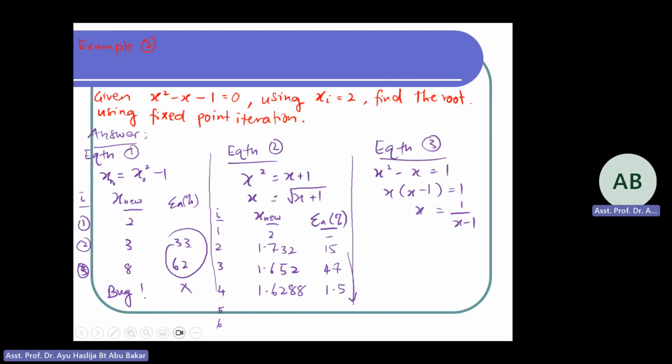What is your 6th iteration? 1.6, 1.609, 1.619, 1.619. The EA? 0.04. So the EA is decreasing. So this shows equation 2 is the correct equation to be used.